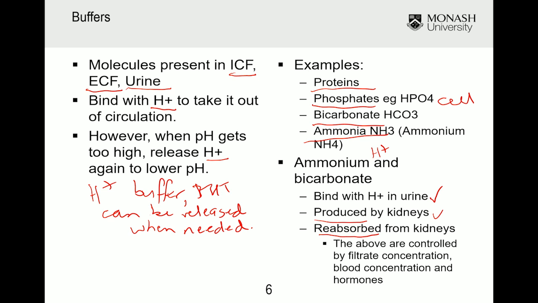where it can work to manage the pH level. Now, speaking of the pH level, these three processes are controlled by the filtrate concentration of themselves and of hydrogen, blood concentration of themselves and of hydrogen, so the pH, and hormones which look after the pH level.